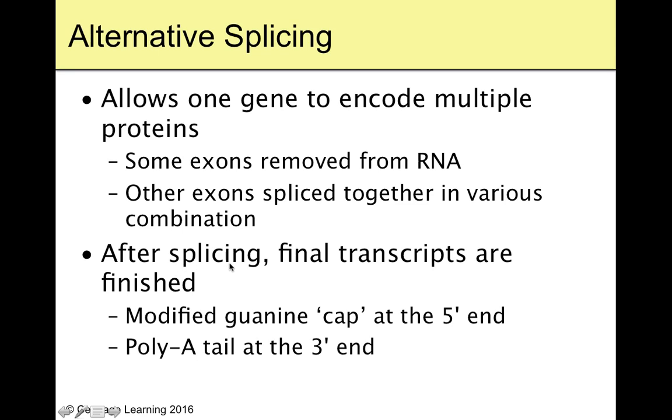So once we've done this splicing, we've got a final transcript that's finished. And this is the RNA that we are going to send out. And it has a couple of things that we're going to add on it in this modification process. One is a guanine cap at the 5' end, and that'll help the ribosome find and read it. The guanine cap signifies this is the beginning. And then we have a poly-A tail at the 3' end.